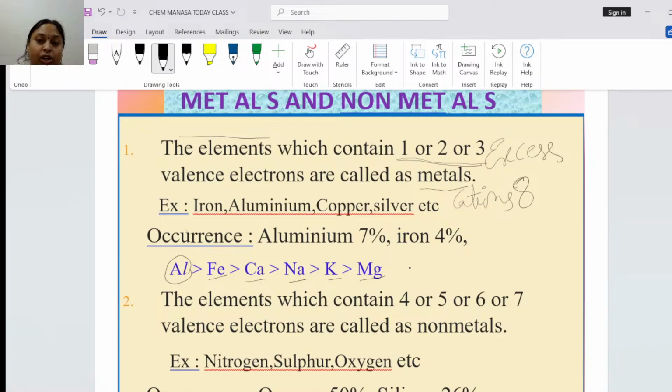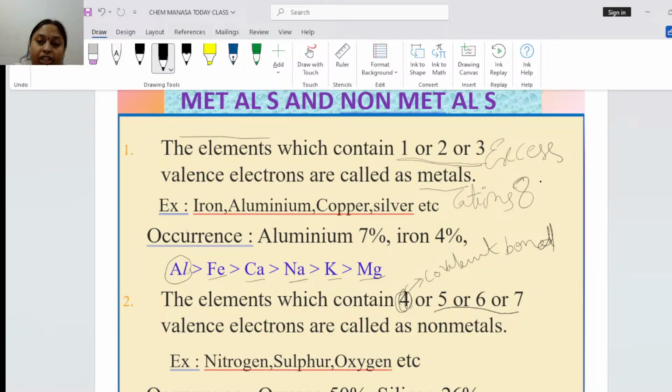Non-metals are quite opposite. Generally, wherever there are 4 valence electrons, those preferably involve in covalent bond formation, so we can't consider them clearly. But mostly, the elements which have valence electrons of 5, 6, 7 are known as non-metals.